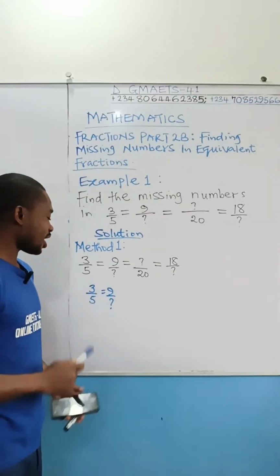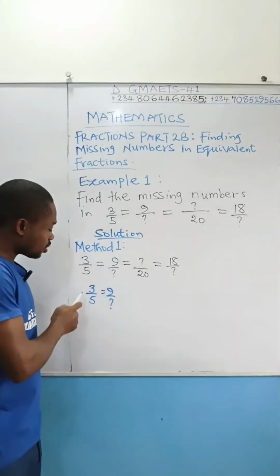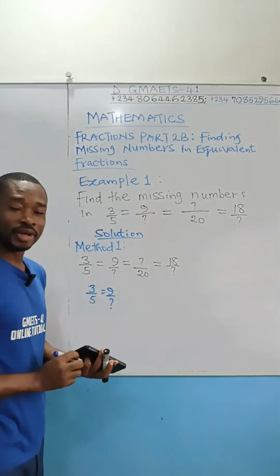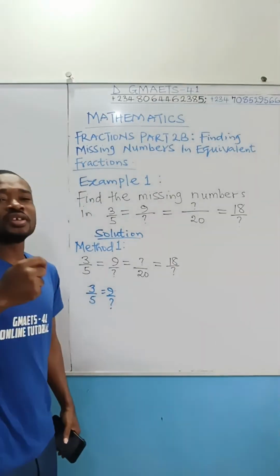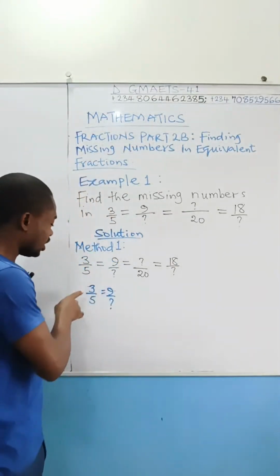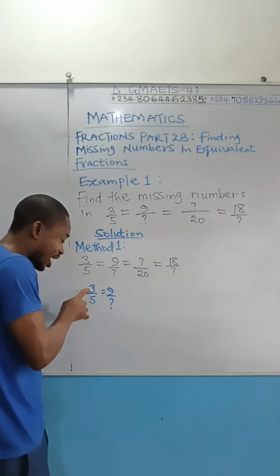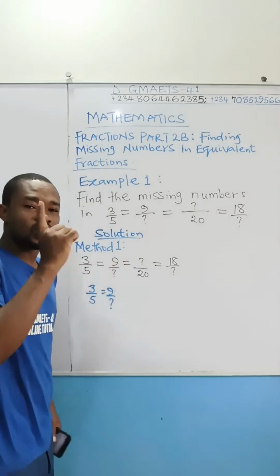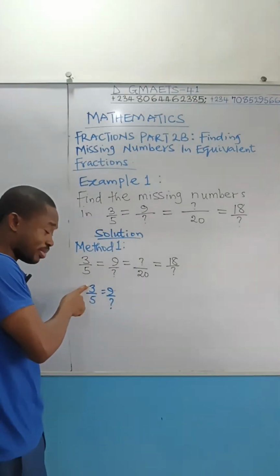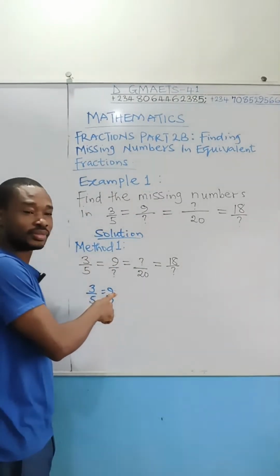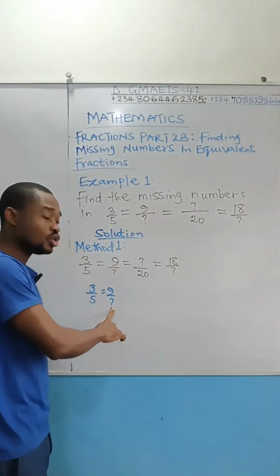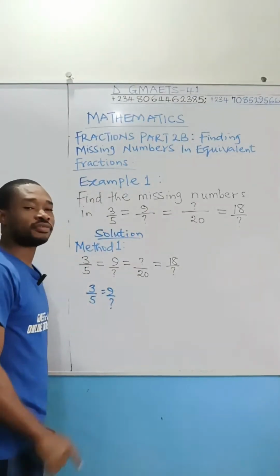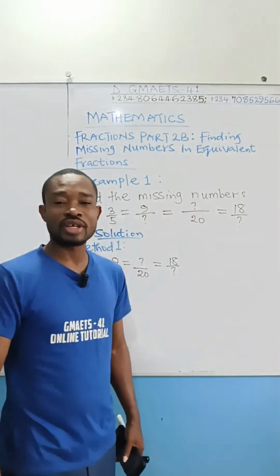So by the direct approach, ask yourself, out of these two numerators, which one is smaller? 3 is smaller. Then using the knowledge of multiplication, ask yourself, 3 times which number will give you 9? Once you know that number, you will multiply this 3 by it to get 9. It means to get this unknown, this question mark, you will use that number to multiply 5. So that's just a simple trick, the secret.